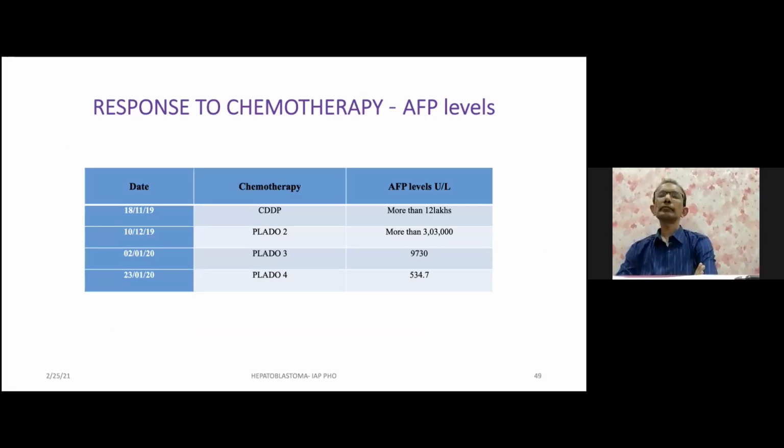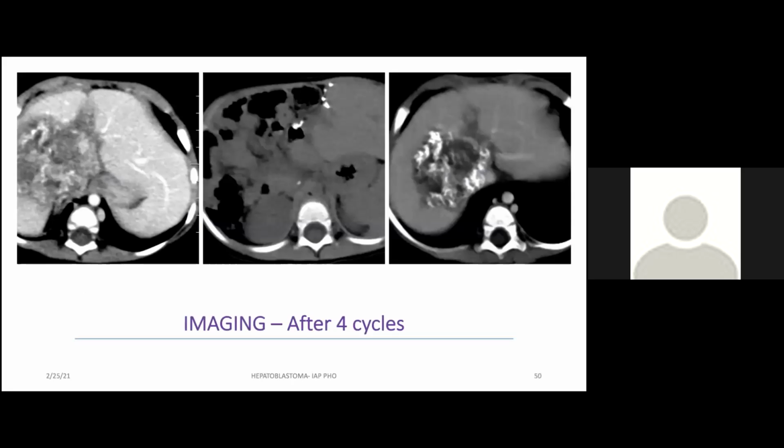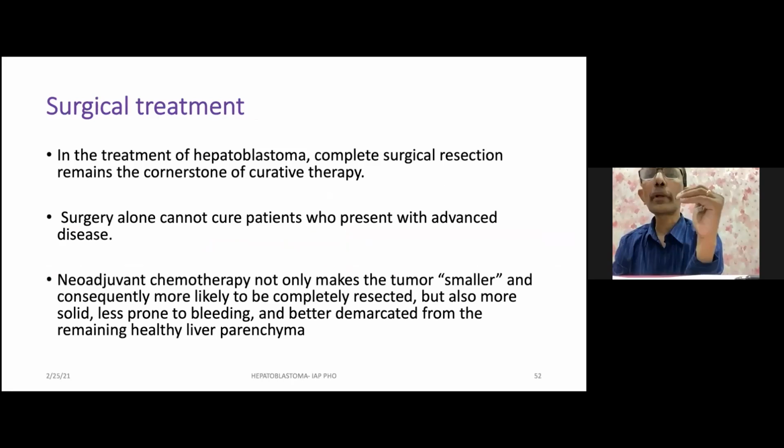Chemotherapy. At the start, we discussed the AFP was more than 12 lakhs. After 4 cycles of chemotherapy, the AFP had reduced to 534 units per liter. Imaging was done after 4 cycles of chemotherapy, and the child underwent surgery, which was right trisectionectomy with IVC resection and common bile duct excision with Roux-en-Y hepaticojejunostomy. Now, Dr. Prakash Agarwal will discuss the surgical aspects of hepatoblastoma.